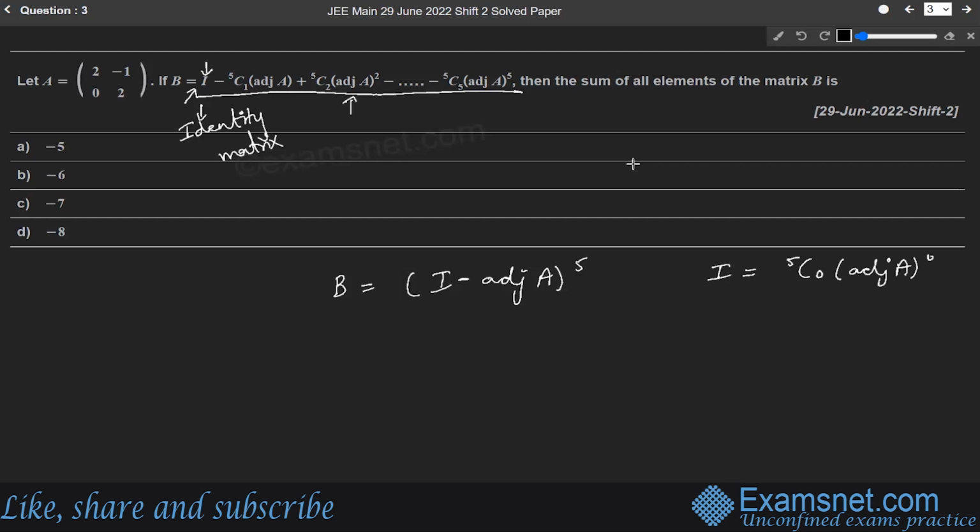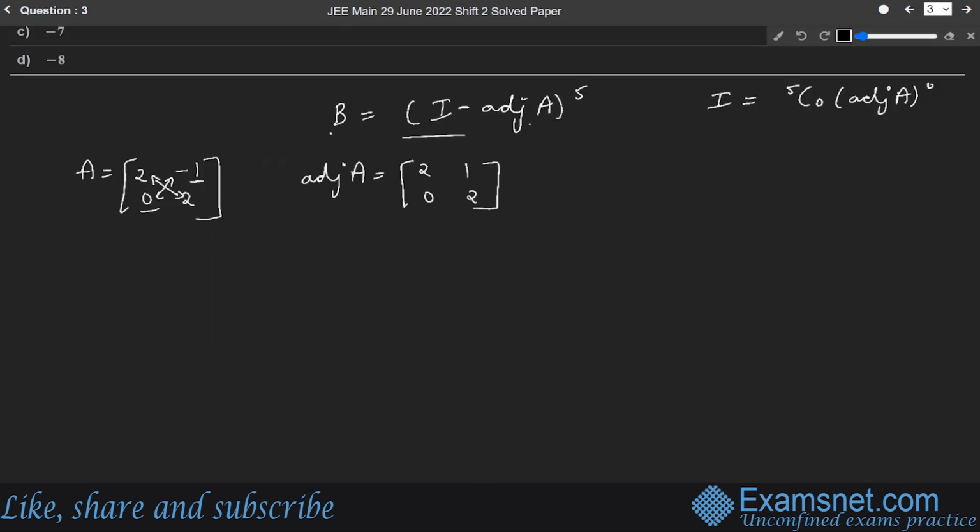So what is matrix A? Matrix A is [2, -1; 0, 2]. This is a 2 cross 2 matrix, which means there are 2 rows and 2 columns. So how do we find its adjoint? It is very simple. We have to swap both these diagonal values and we have to interchange the signs of both the other terms. So adjoint of A will be [2, 1; 0, 2]. Now let us find I minus adjoint of A, because B is the expansion of I minus adjoint of A power 5, right?